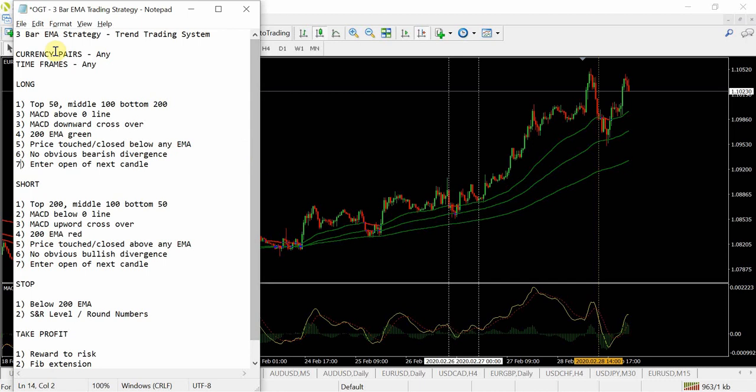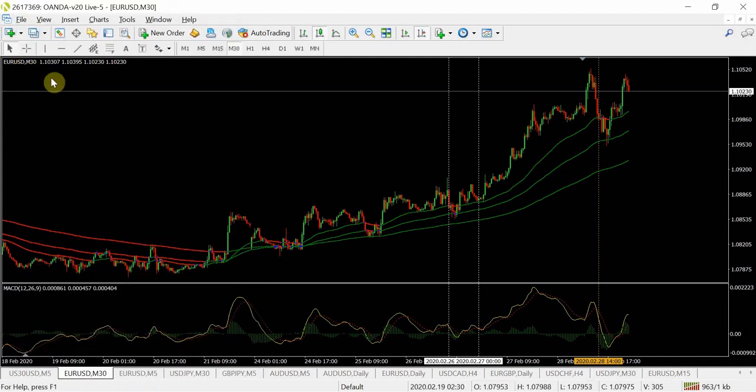So in terms of the currency pairs and the time frames, for me personally, trend trading works on any currency pairs. I like to develop and share strategies that are impromptu, for lack of a better term, and can be used any time, anywhere, any place. So any currency pairs, any time frames. The only caveat I would say around time frames is the longer the time frame, generally the more reliable the signals are. But that's not to say that it doesn't work on any time frame.